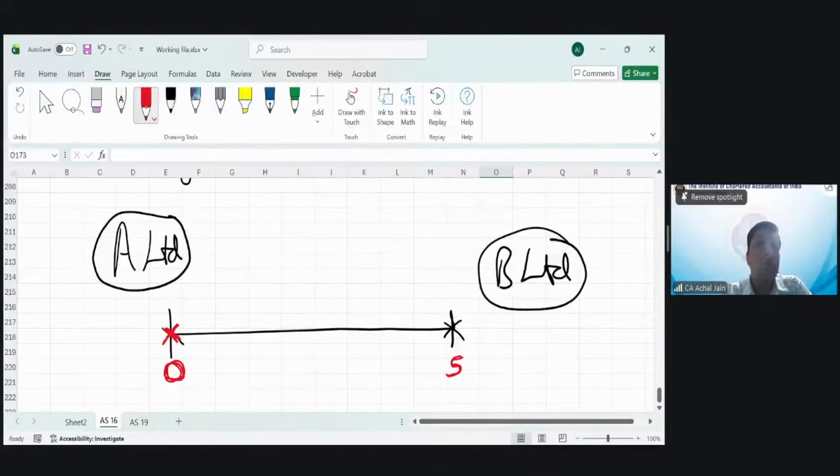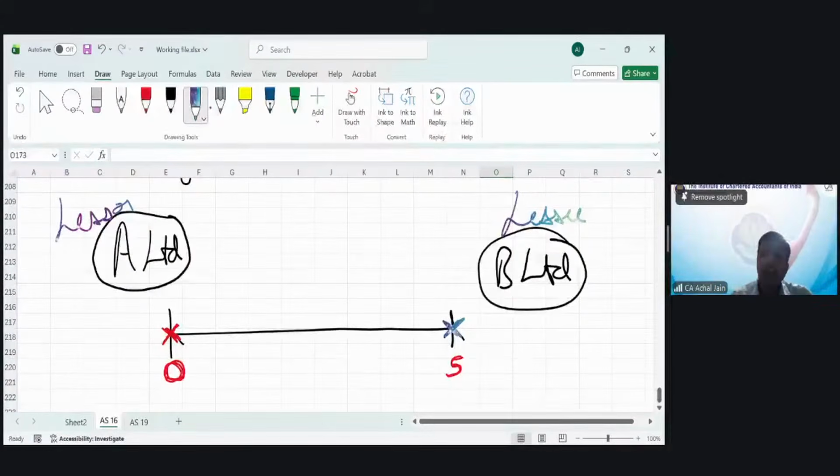So that means when you read the lease agreement, what do you find? There's a clause in that agreement. This clause says at the end of lease term, means after 5 years, when the lease period will get over, the ownership of the car gets transferred to B Limited, lessee. Understood the point? So over a period of 5 years, who will continue to remain the owner? Lessor. After 5 years, the ownership gets transferred to B.